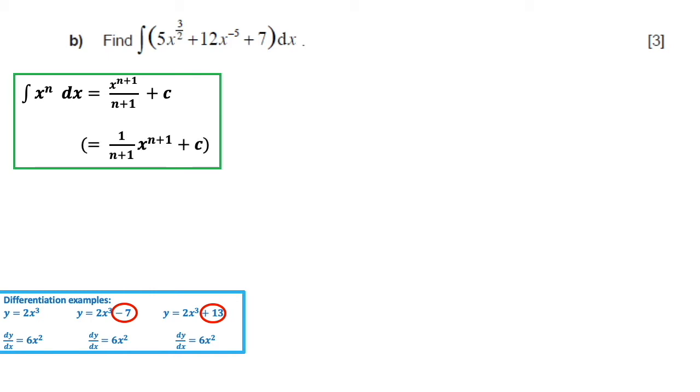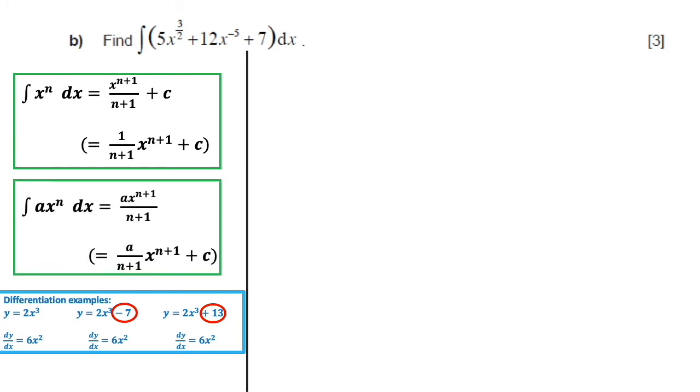This can also be written, instead of dividing by n plus 1, just be aware that some people will write that as 1 over n plus 1 multiplied by x to the power of n plus 1. Let's have a look at the question again. To integrate, similar to differentiation, we want every term to be x to the power of something, which they are. So if we have a look at the first term, we have 5x to the power of 3 over 2. So we need to increase 3 over 2 by 1. So that becomes 5 over 2. Then we need to divide by that power. We need to divide by 5 over 2.